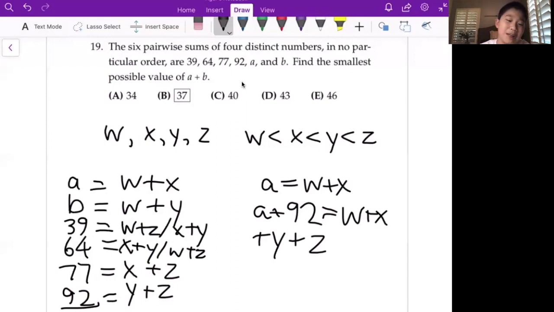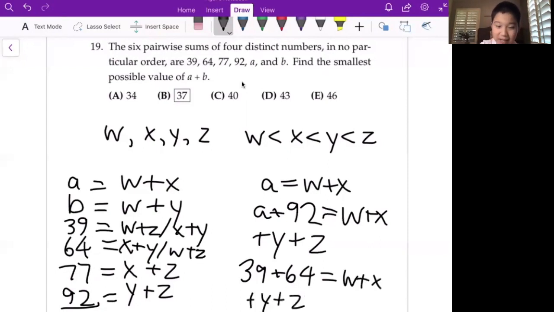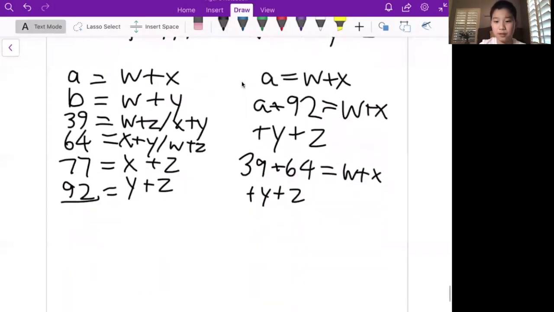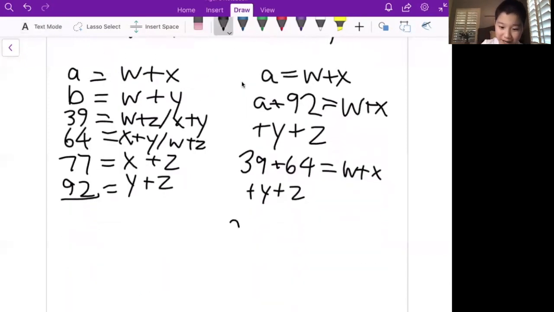And then, what happens when we add 39 and 64? 39 plus 64 equals... Well, 39 is either W plus Z or X plus Y, and 64 is either X plus Y or W plus Z. So if you add them up, you'll get W plus X plus Y plus Z in either case. So A plus 92 is equal to 39 plus 64.